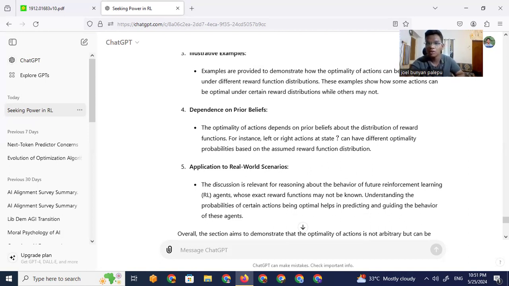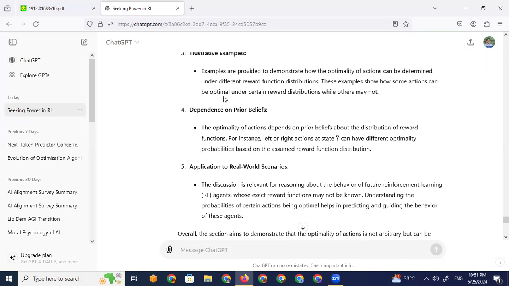I'll just turn off my video because the charging is very low. So I'll turn off the video.